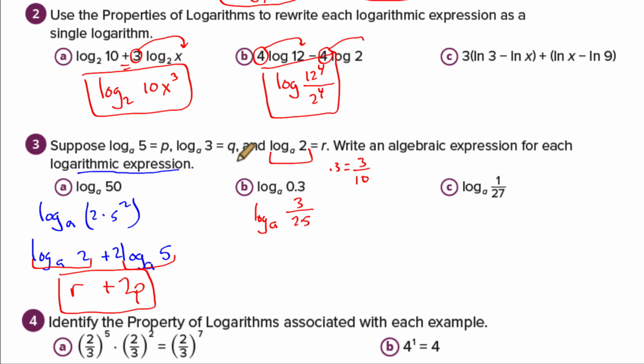How do I get a 10? 2 times 5. So I can rewrite this as log base a of 3, and I'm dividing by both of these, the 2 and the 5, so I'm going to subtract both of them. Log base a of 2, and I'm going to subtract, as I said, because I'm dividing by both, log base a of 5. So what do we got? Let's sub it out. This is q minus, the 2 is r, minus 5 is p. So it's q minus r minus p. And that's how you do that.